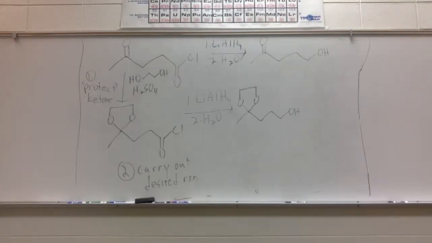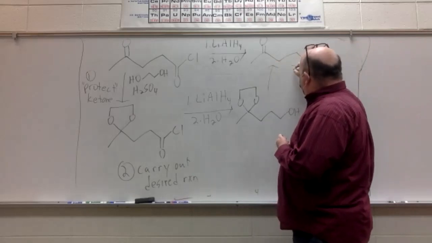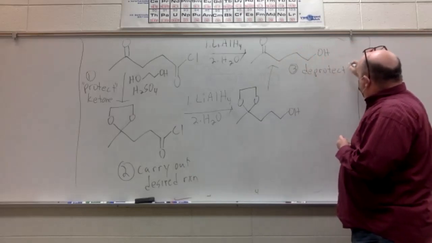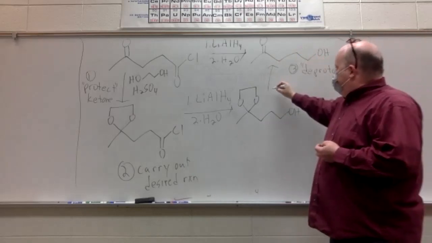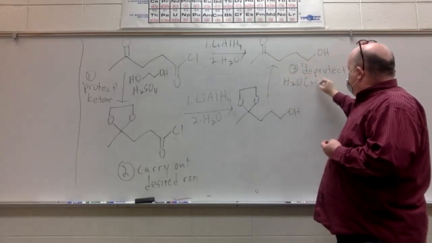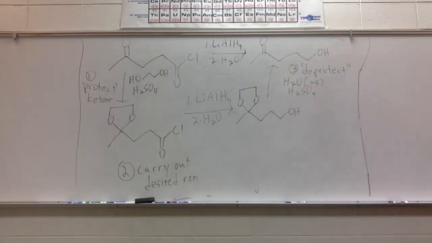Yeah, take that acetal and hydrolyze it, right? That's one of the beauties of acetal formation: it's reversible. So step 3 of the process is to deprotect. And in this case, we can do that using an excess of water and an acid catalyst. And voila, that gives us our final product. So it's a pretty cool little application of acetal chemistry.